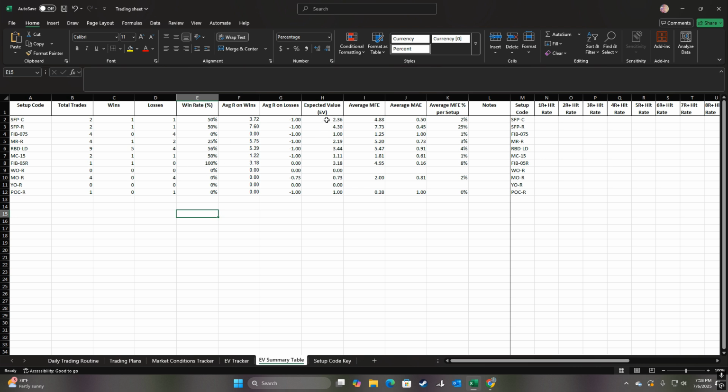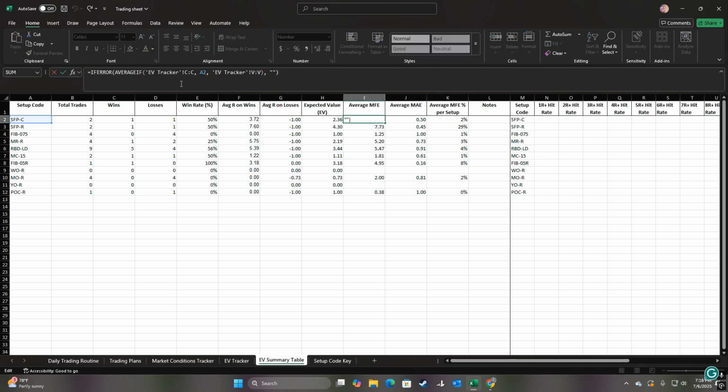I didn't know how to do MFE. This isn't my formula. If you really go through it and understand how the IF, IFERROR, AVERAGEIF formula stacking is working, it makes sense. But still, I don't understand what this is doing at first glance. You can figure it out, especially with the help of ChatGPT.